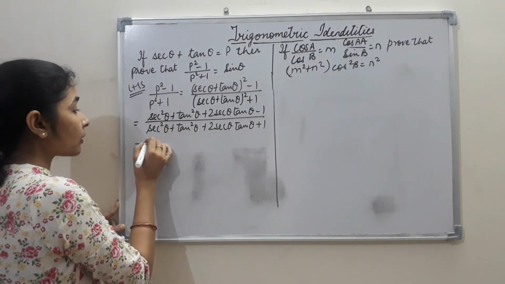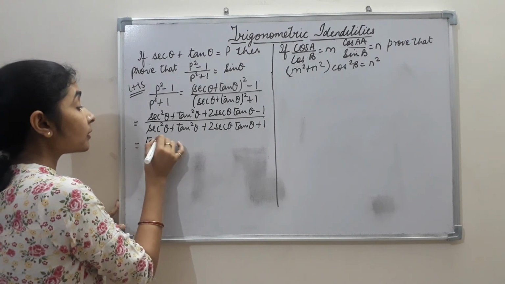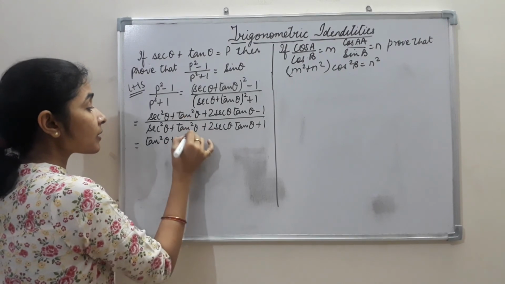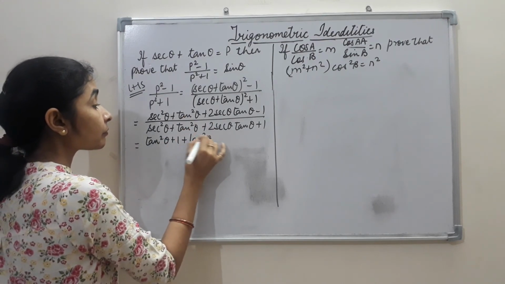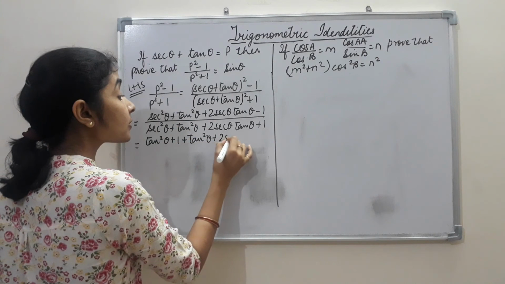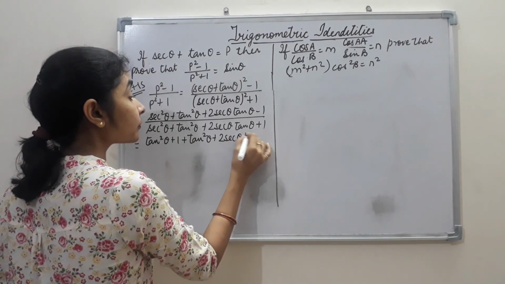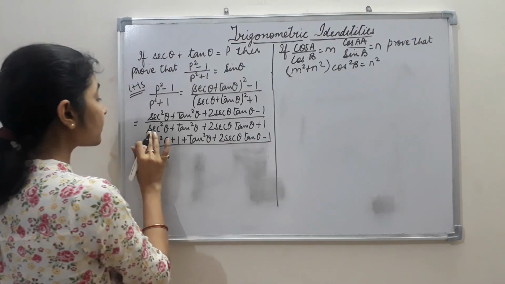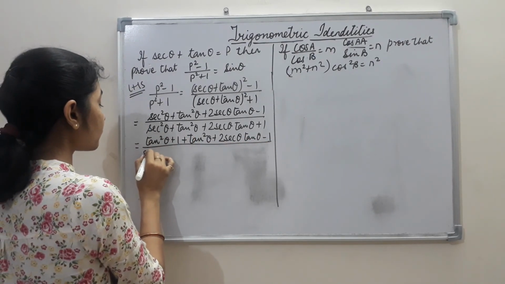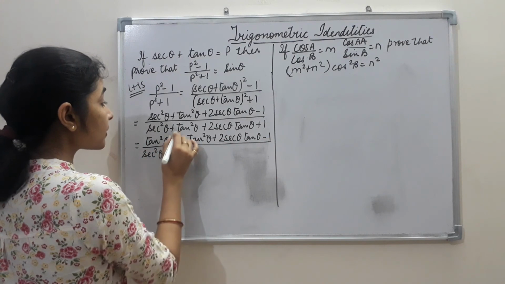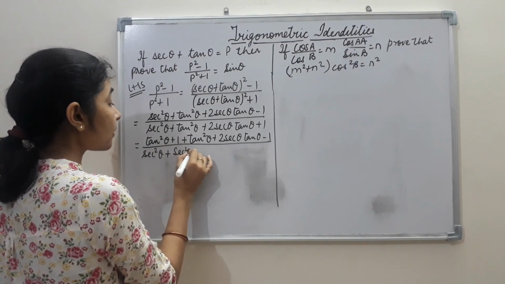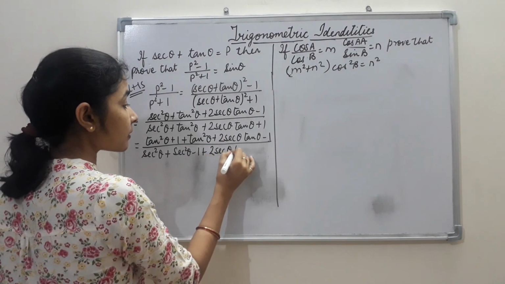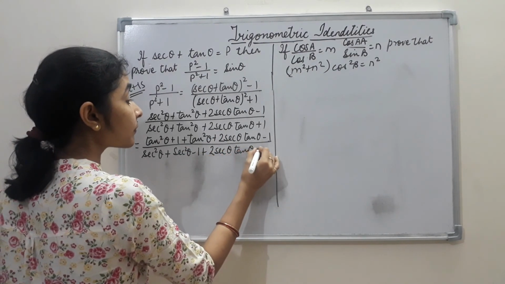Changing sec theta into tan theta, what do we get? Sec square theta is equal to tan square theta plus 1, plus tan square theta remains as it is, plus 2 sec theta tan theta, minus 1. In the denominator we are changing this tan square theta, so sec square theta remains as it is, plus tan square theta is equal to sec square theta minus 1, plus 2 sec theta tan theta remains as it is, plus 1.